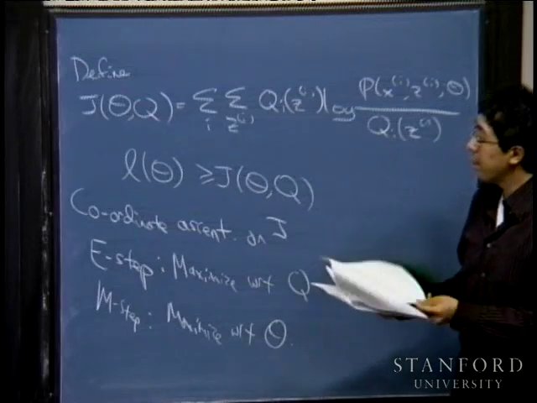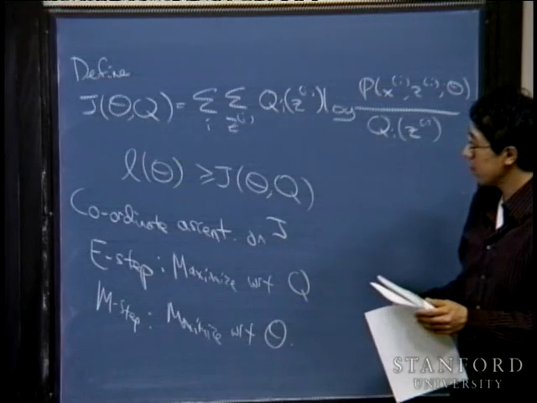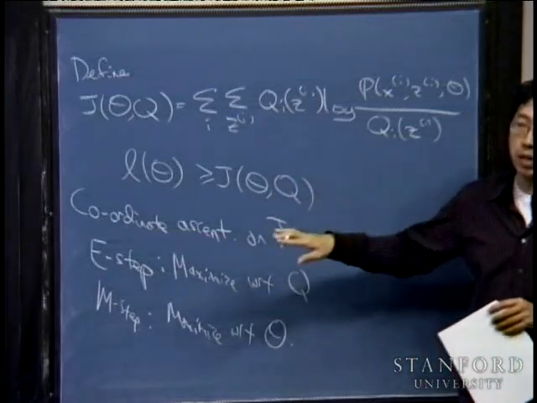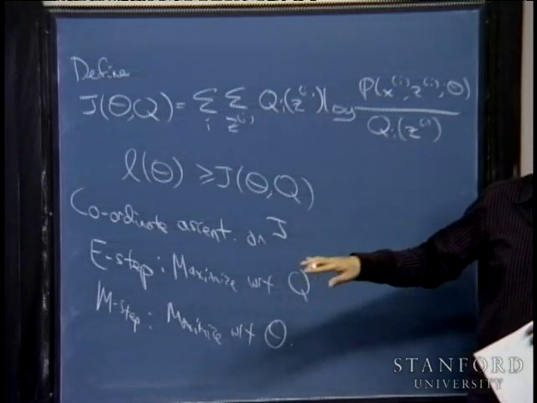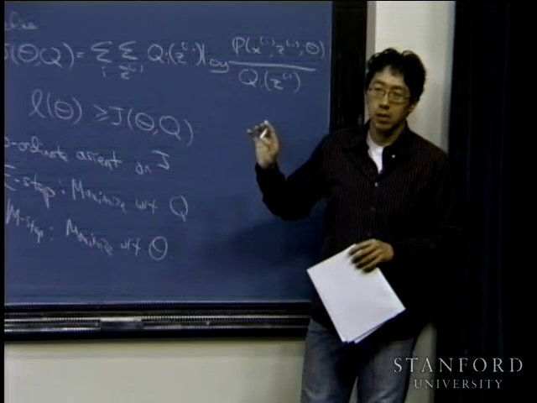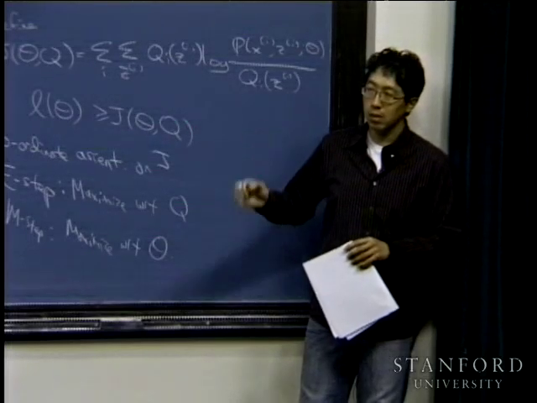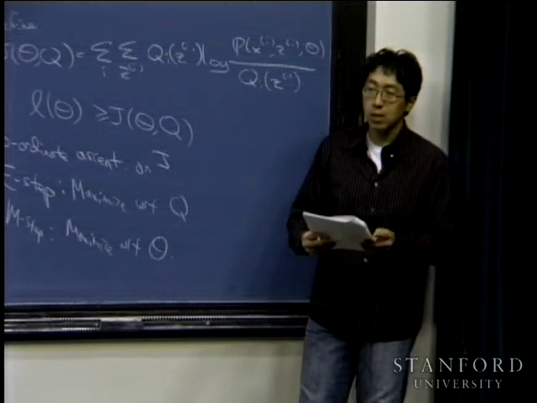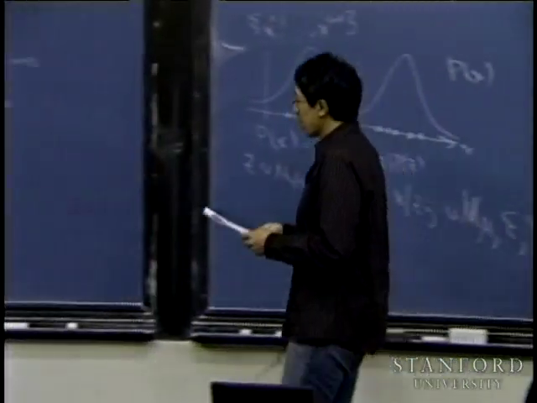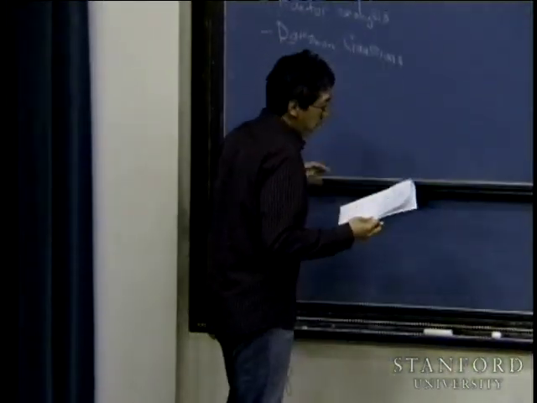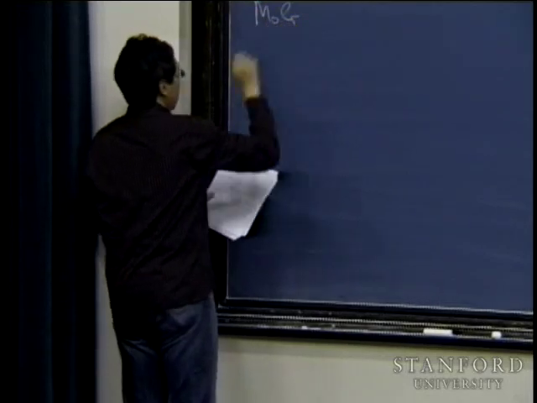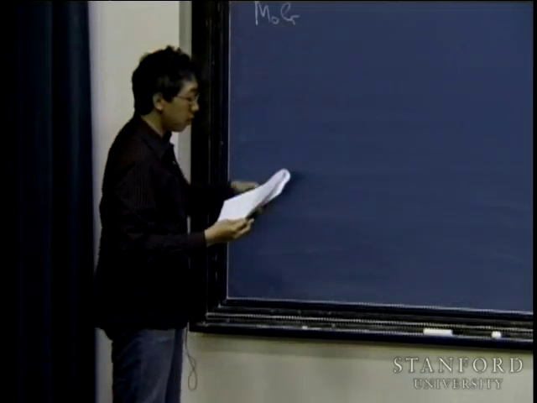So what I want to do next is take this general EM machinery that we worked out and apply it to the mixture of Gaussians model. Before I do that, let me check if there are questions about the EM algorithm as a whole. Okay, cool. So let's go ahead and work out the mixture of Gaussians EM. MOG, that's my abbreviation for mixture of Gaussians.